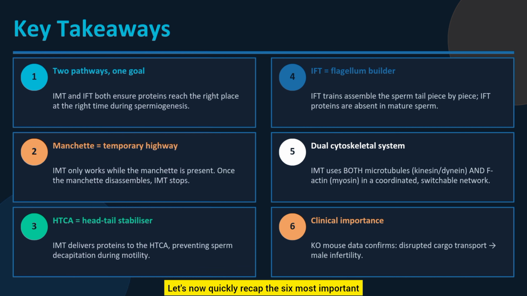Let's now quickly recap the 6 most important points from today's video. Point 1. 2 pathways, 1 goal. IMT and IFT both exist to ensure that the right proteins reach the right place at the right time during spermiogenesis. Point 2. Manchette is a temporary highway. IMT only functions while the manchette is present. Once the manchette disassembles, IMT stops.